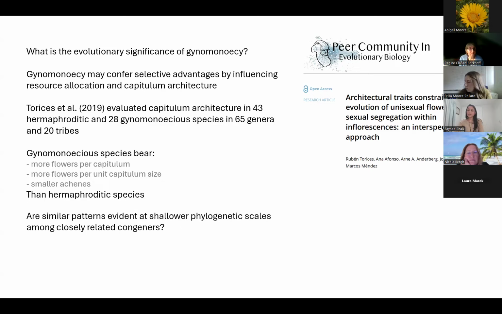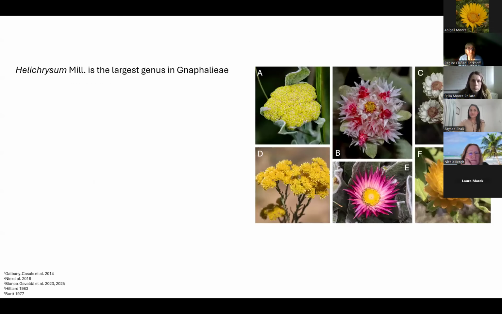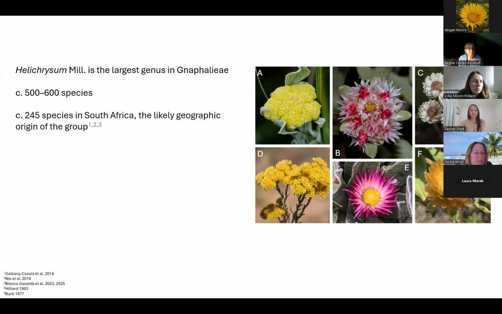And so what we were curious about was, are these patterns evident at shallower phylogenetic scales, like among members of the same genus? So this is where Helichrysum comes in. It's a large and morphologically very variable genus. It contains between 500 and 600 species. There are just a handful of genera in Asteraceae that are this large. So this is really an ideal focal genus. And about 245 of the species occur in South Africa.